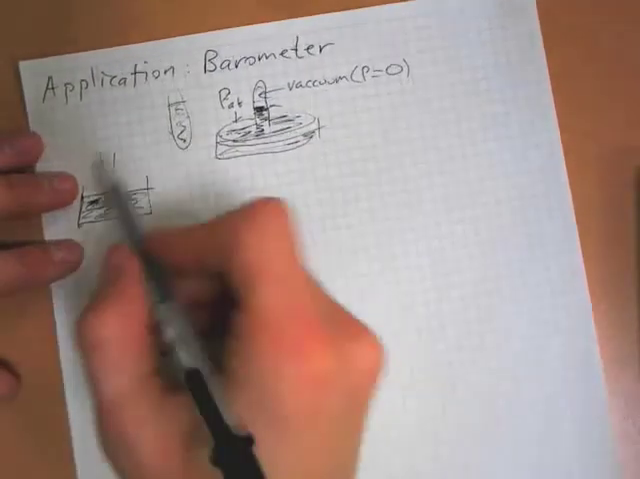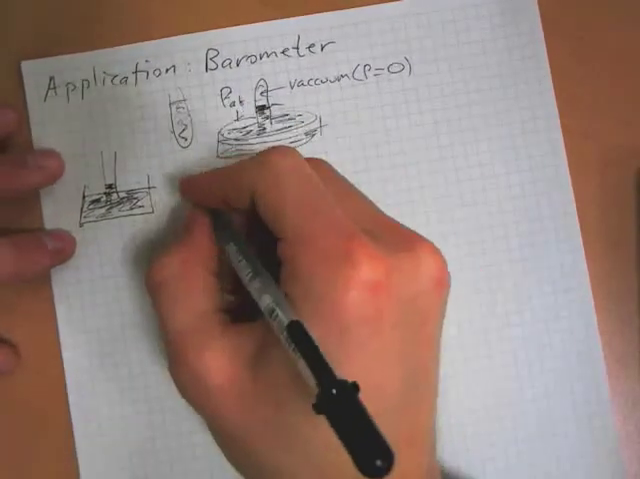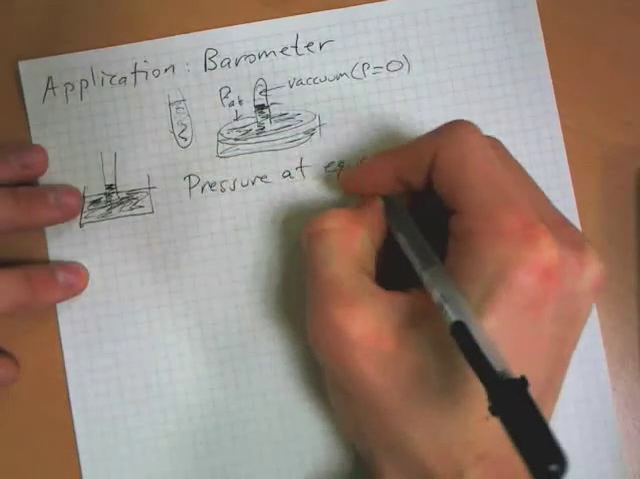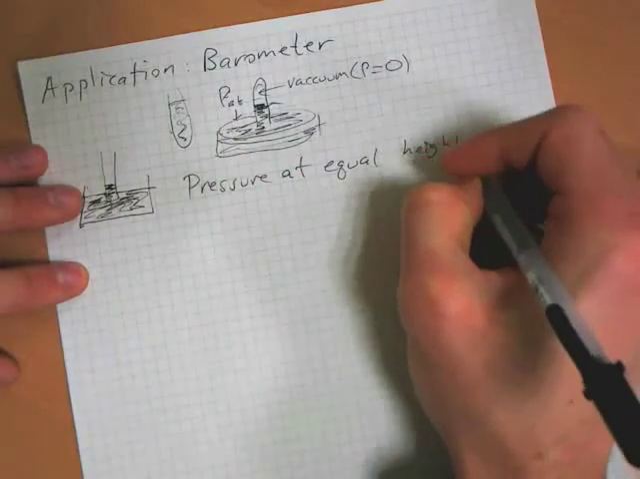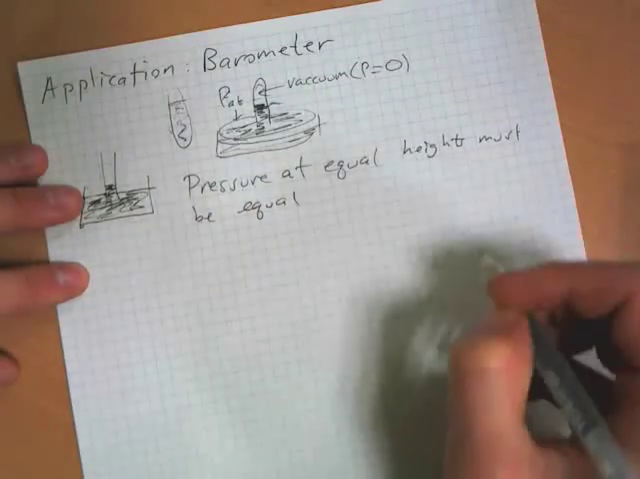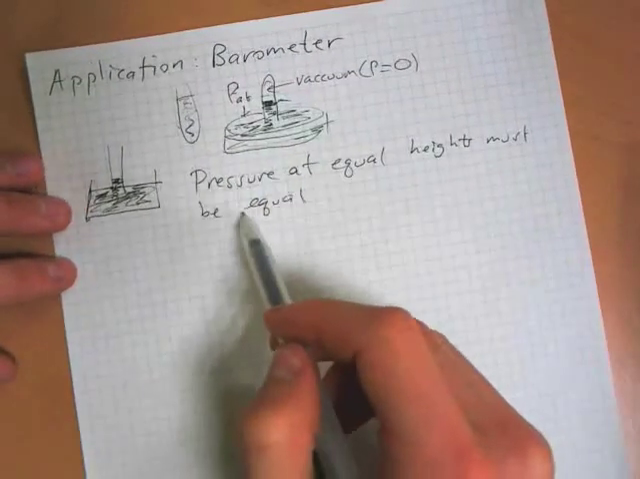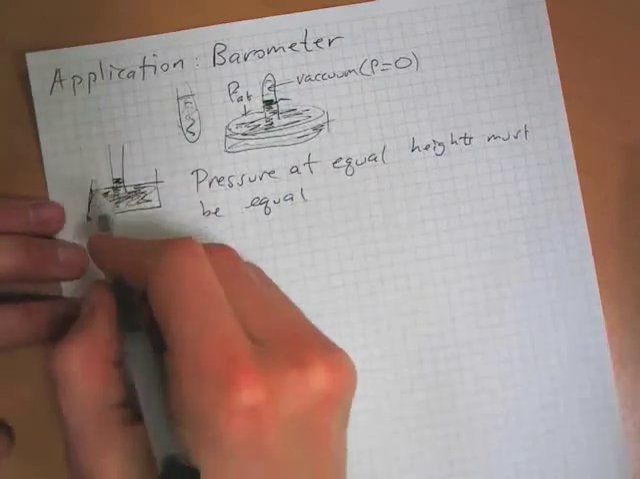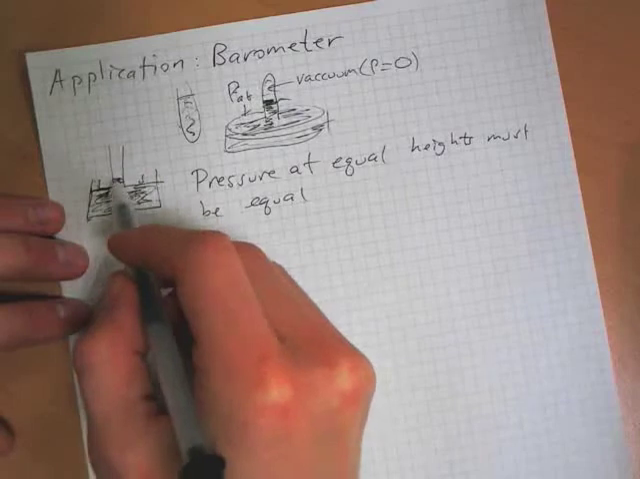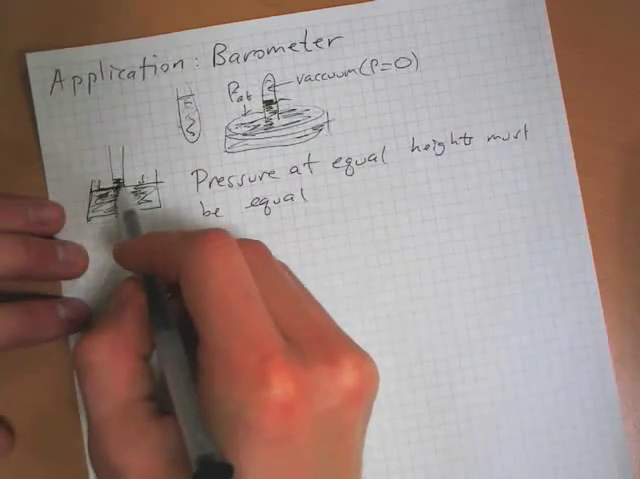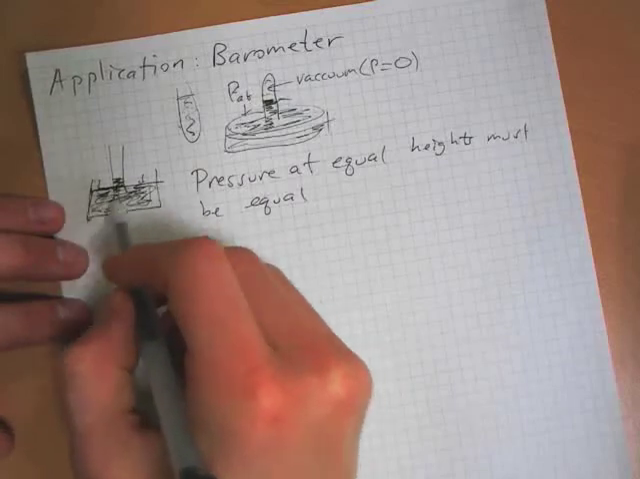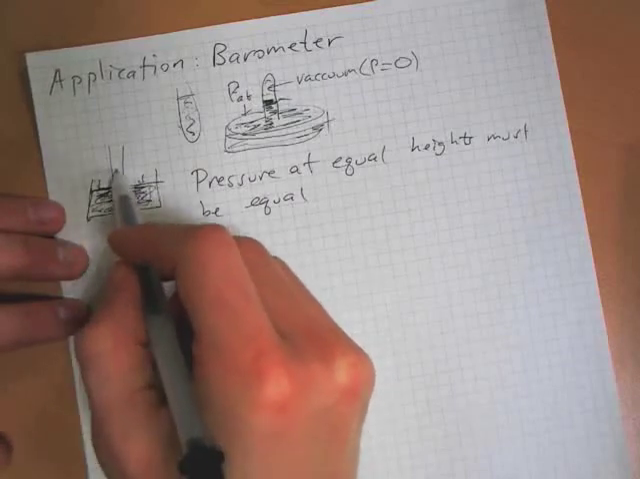Basically, the pressure at equal heights must be equal if things are going to be in equilibrium. Well, why is that? Well, if we had a pressure out here that was larger than the pressure at that same point in here, then there would be a net force on the liquid here, and it would flow up into this tube.